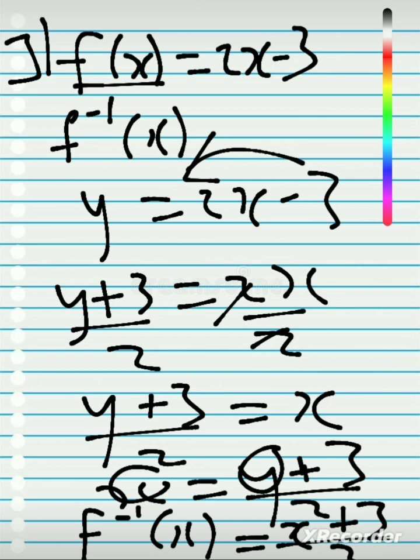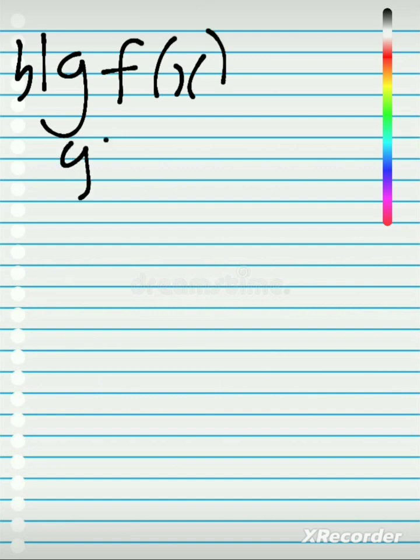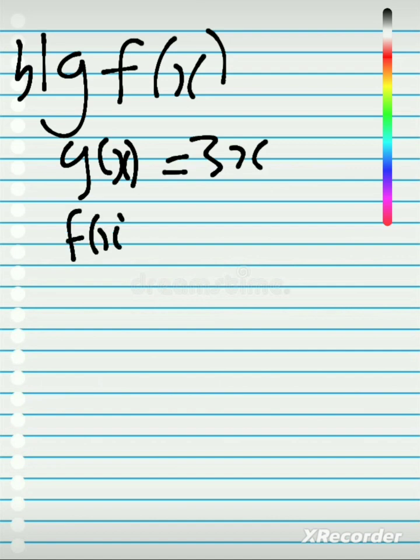Okay, question B was on compound function. It was saying, question B, it wants g(f(x)). So g(x) is what? g(x) is 3x. Then f(x), of course, it's 2x minus 3. So g(f(x)).